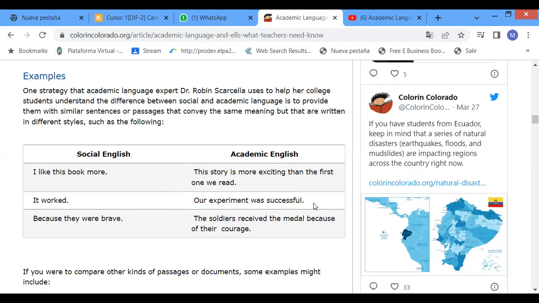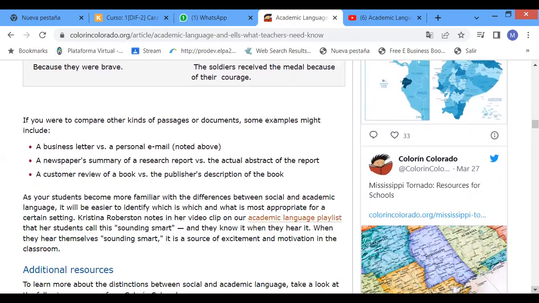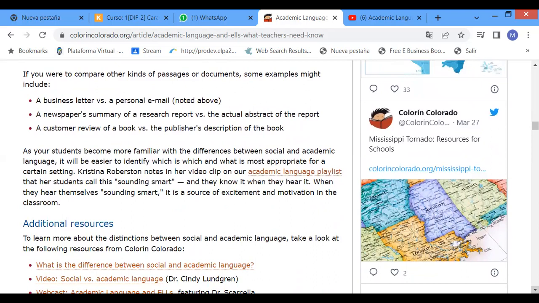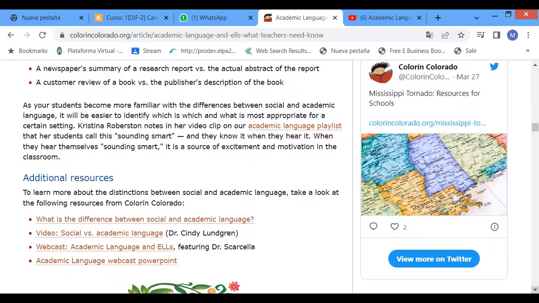Our experiment was successful because they were brave. The soldiers received the medal because of their courage. Okay, so can you see the difference between social English and academic language? As Ruth said, it's more sophisticated, and you use connectors or something. Very good. Yes, Professor. It has transition words. Yes, that's it. Very good.